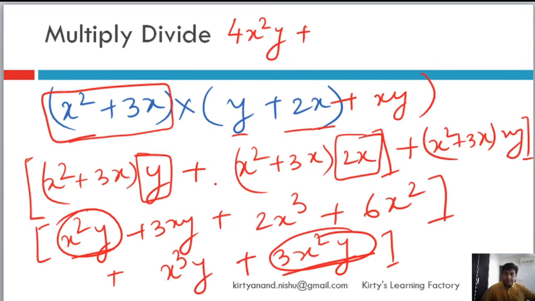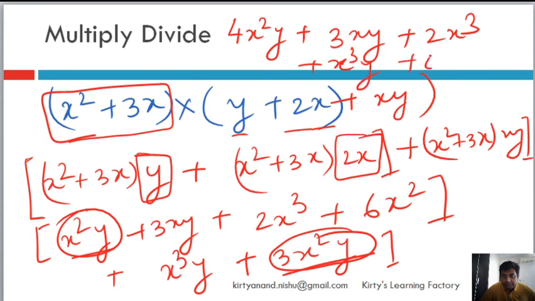Okay, so this is 3xy plus 2x cube, right, plus x cube y plus 6x square. All of them are unlike terms. This is the answer if I add another term xy to the second expression. So that's how we multiply.